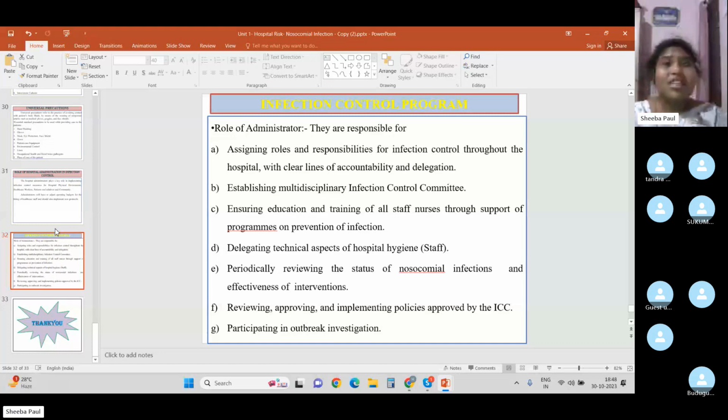Participating in outbreak investigation means anytime any risk happens, the whole administrative committee or the department people, the heads of administration and the management department should come and look into the risk that happened, wherever the risk or the disaster happened, so that they can know the level of risk, whether it is mild, moderate, or severe, and accordingly they can ask their staff to make the needed arrangements, so that the person completely falls out of the risk. So this was about your unit 1, hospital risks and nosocomial infections.